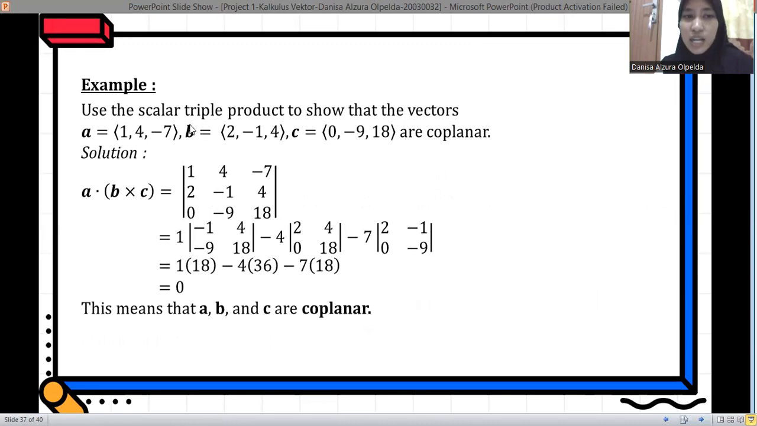Example. Use the scalar triple product to show that the vectors A(1, 4, minus 7), B(2, minus 1, 4), and C(0, minus 9, 18) are coplanar. Solution. A dot (B cross C) is equal to the determinant of the matrix with rows (1, 4, minus 7), (2, minus 1, 4), (0, minus 9, 18). With this determinant, we get the result 0. This means that A, B, and C are coplanar.